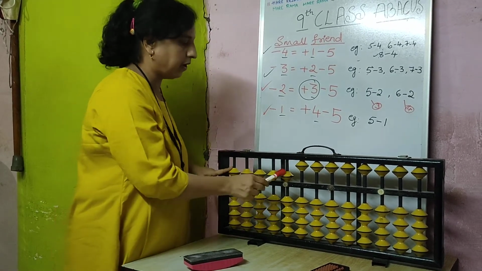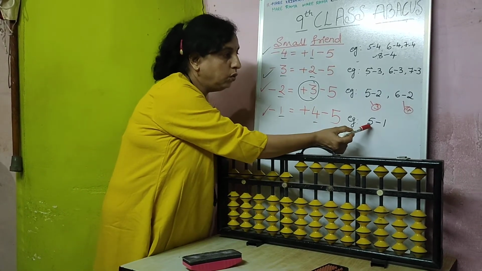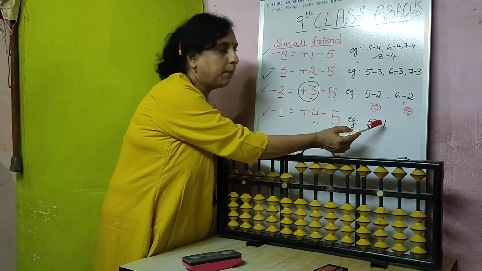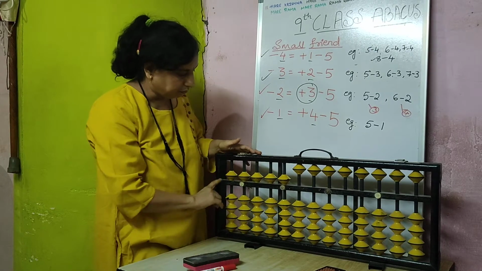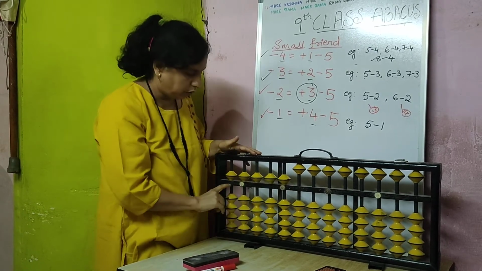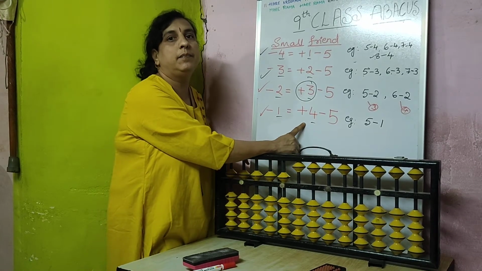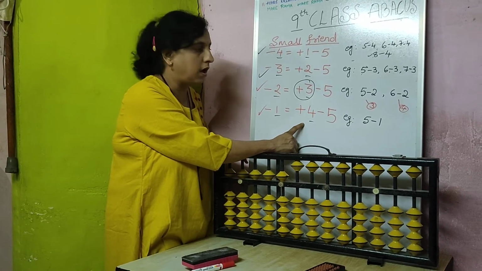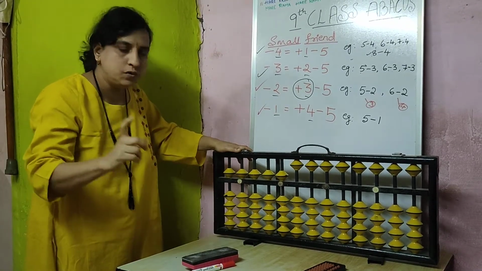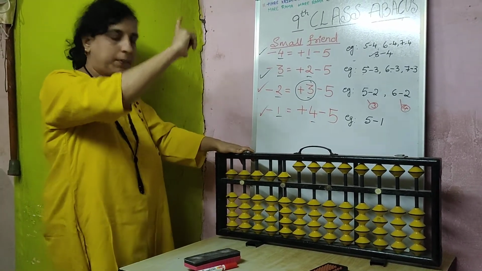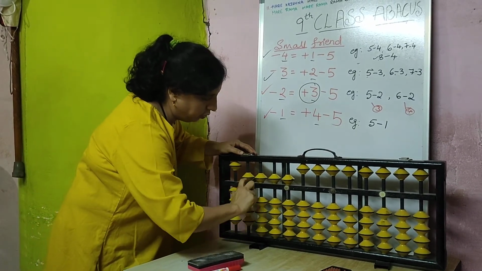But when there is 5, that time the problem comes. If you want to do 5 minus 1, you cannot do minus 1 directly. So again, the friend is plus 4. You have to go for the formula, plus 4 minus 5, but that is also down to up. Plus 4 minus 5, plus 4 minus 5.